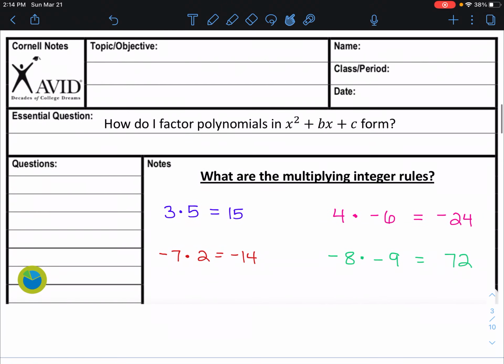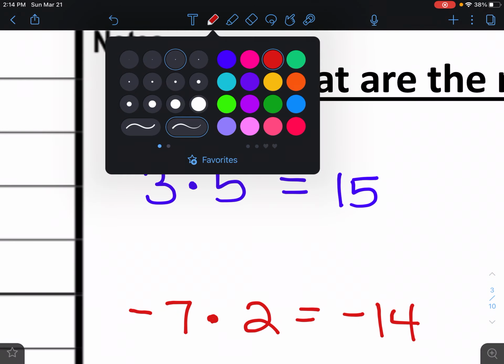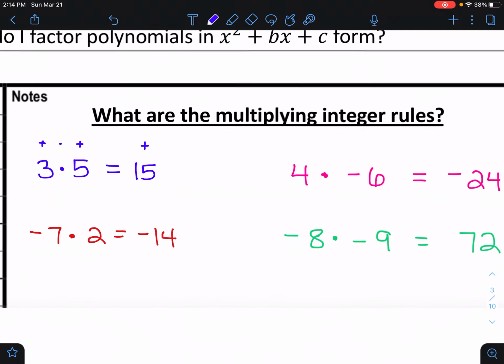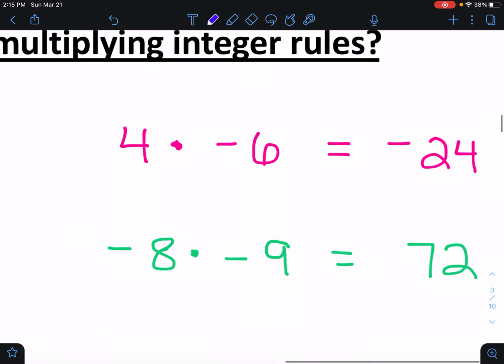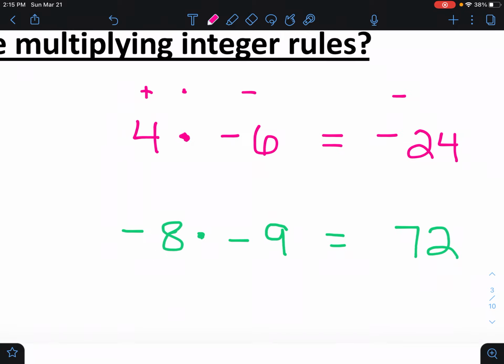As we get going today, I want to review some of our multiplying integer rules. So let's just review what we know about multiplying, right? If I multiply 3 times 5, in other words, a positive number times a positive number, I end up with a positive number. So that you know, right? Okay, well, what if I multiply a positive number times a negative number? So 4 times negative 6, you get negative 24, so you get a negative number, okay?